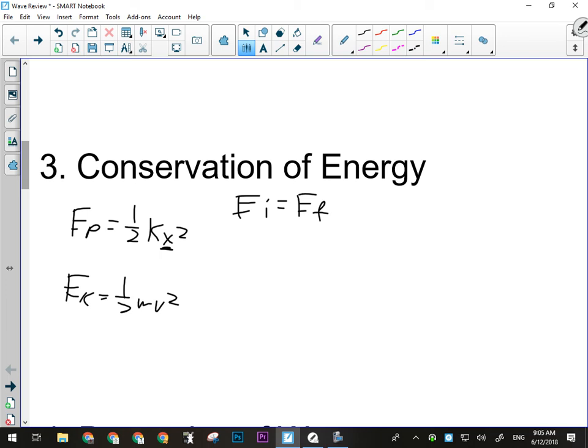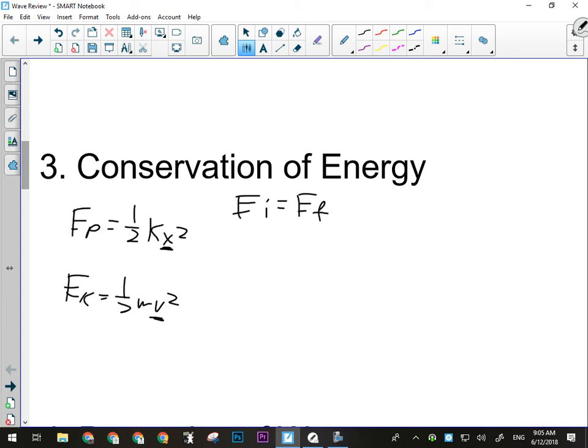The equilibrium position is the exact opposite. At the equilibrium position, speed is at a maximum, and x is nothing, right? x is the distance from equilibrium. If I'm at equilibrium, I'm not away from it, and x is 0. Everyone following there? Okay, so just remember those kind of things.